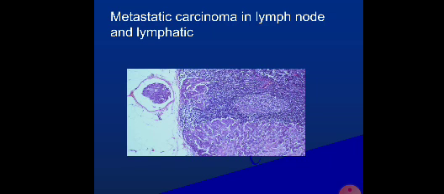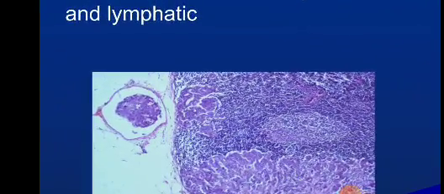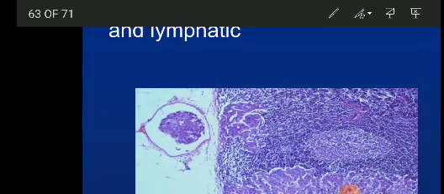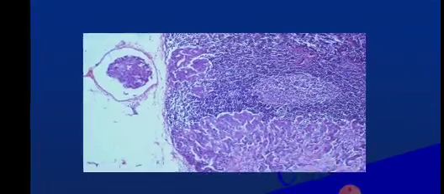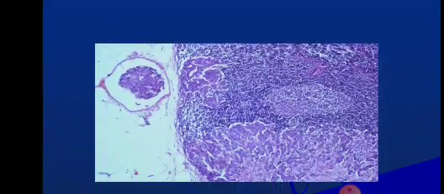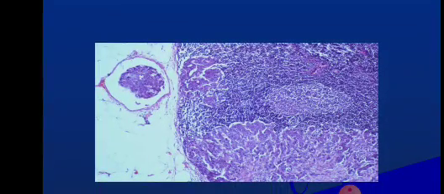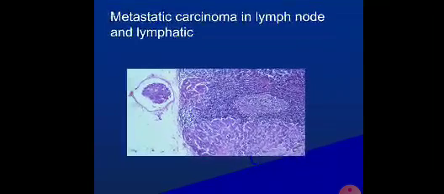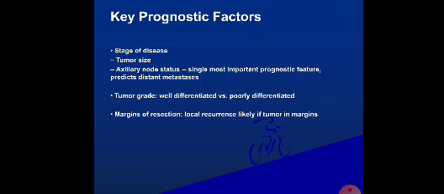Metastatic carcinoma in lymph node and lymphatics. On the left corner you can see the dilated lymphatic, which is filled with the tumor cells. On the right side you can see a lymph node; the dark bluish area is lymphocytes, lymphoid tissue, and this pink area is malignant tumor cells. When we see the slide of a lymph node with tumor cells inside it, it indicates invasion to the lymph nodes.